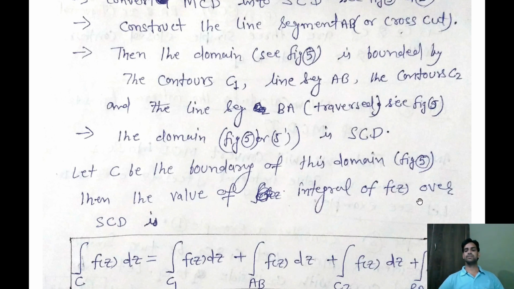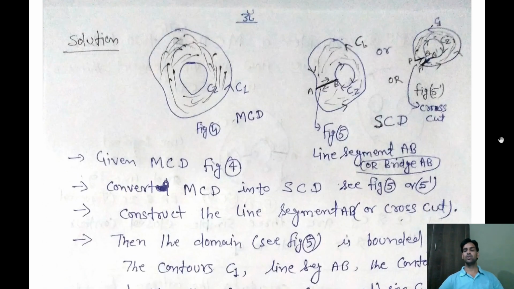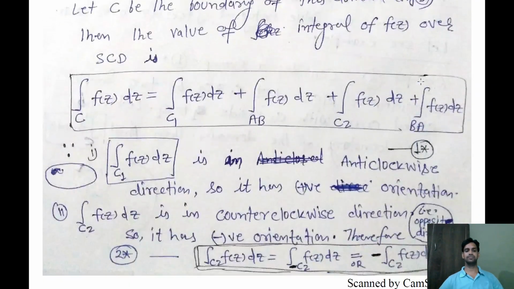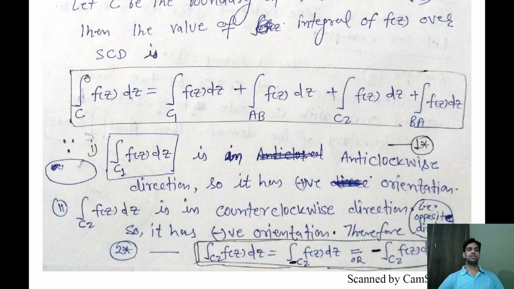Then the value of the integral of f(z) over the simply connected domain, now we are finding the integral over this simply connected domain where I am taking C as the boundary. How? Integral over C of f(z) dz equals the integral over C1 of f(z) dz plus the integral of f(z) along the line segment AB, plus the integral of f(z) over contour C2, plus the integral of f(z) along the line segment BA, meaning reverse. Now we will understand the meaning of this.